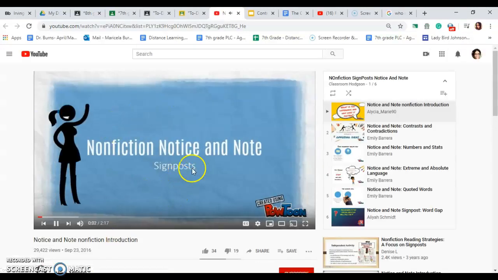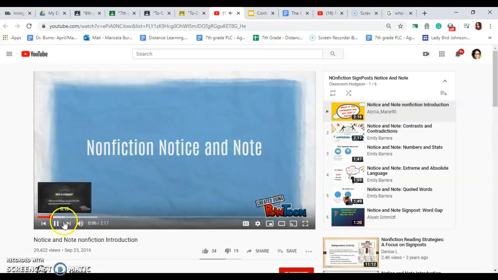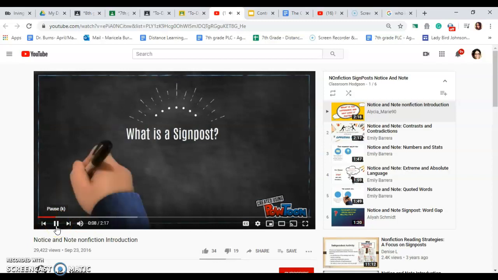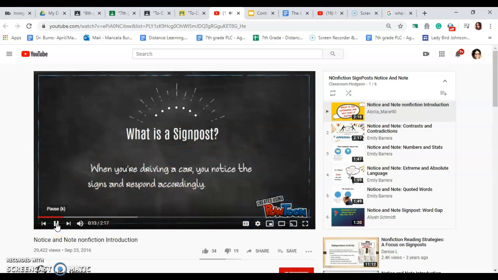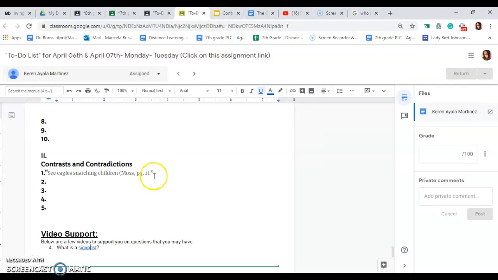Today we're going to talk about nonfiction notice and note signposts. What is a signpost? When you're driving a car, you notice the signs on the road and do as they ask you to.